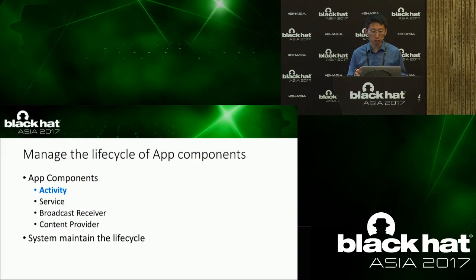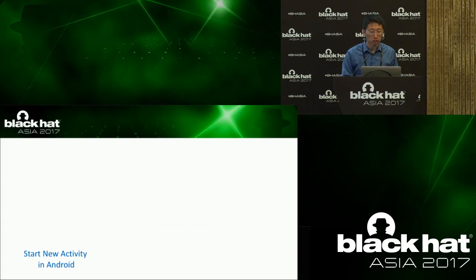Unlike UI components, such as a button or text field, the app components are special because their life cycle is maintained by the system, which means that the plugin app needs to communicate more frequently with the system if it uses the app components. And those communications are the challenging part of creating this perfect virtual environment. I will use starting a new activity as an example to show you why the joint plugin needs to hook some API to make it work.